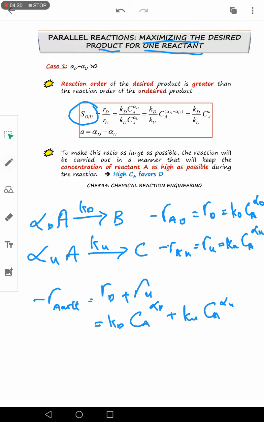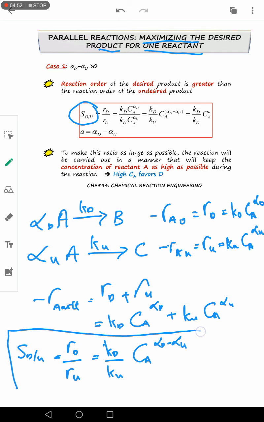So the selectivity, Rd over Ru, when you simplify, you get Kd over Ku, Ca alpha D minus alpha U. In order to maximize it, we have to look at the first case: if alpha D is bigger, the value is higher than alpha undesired.